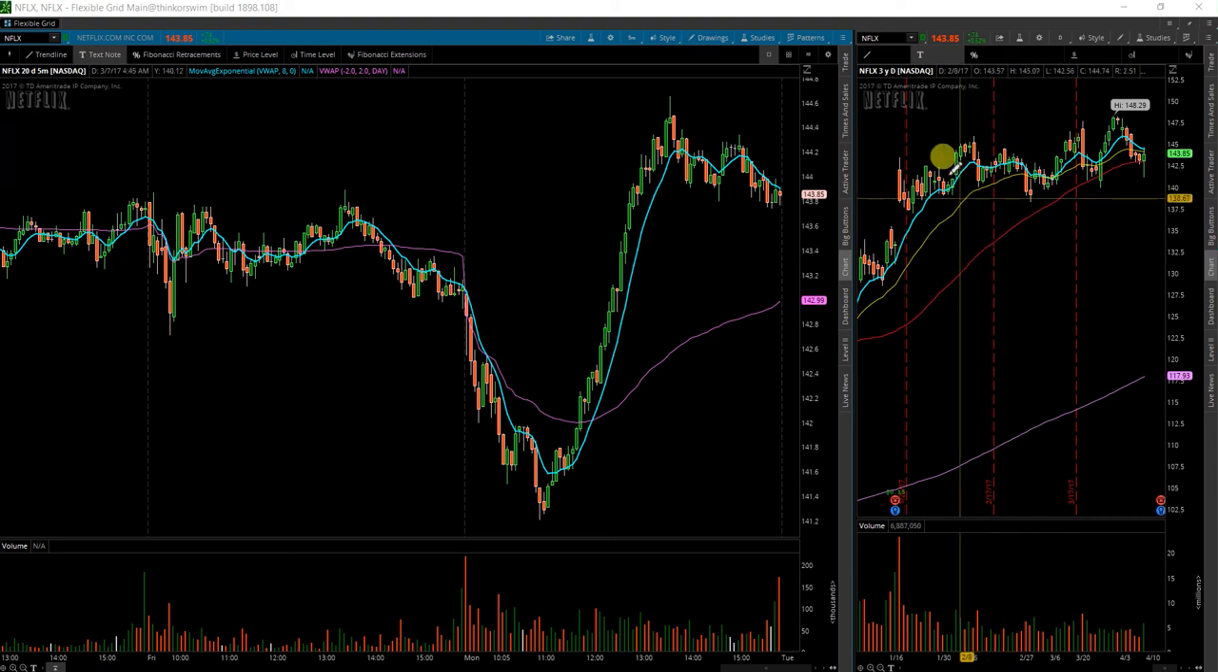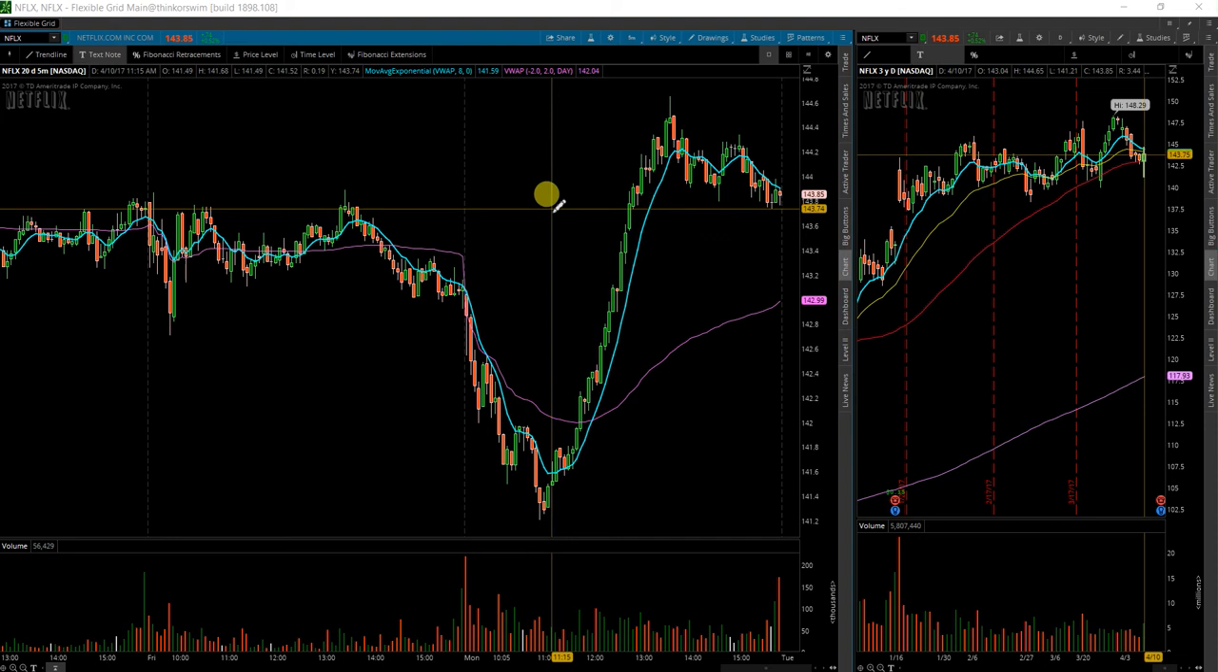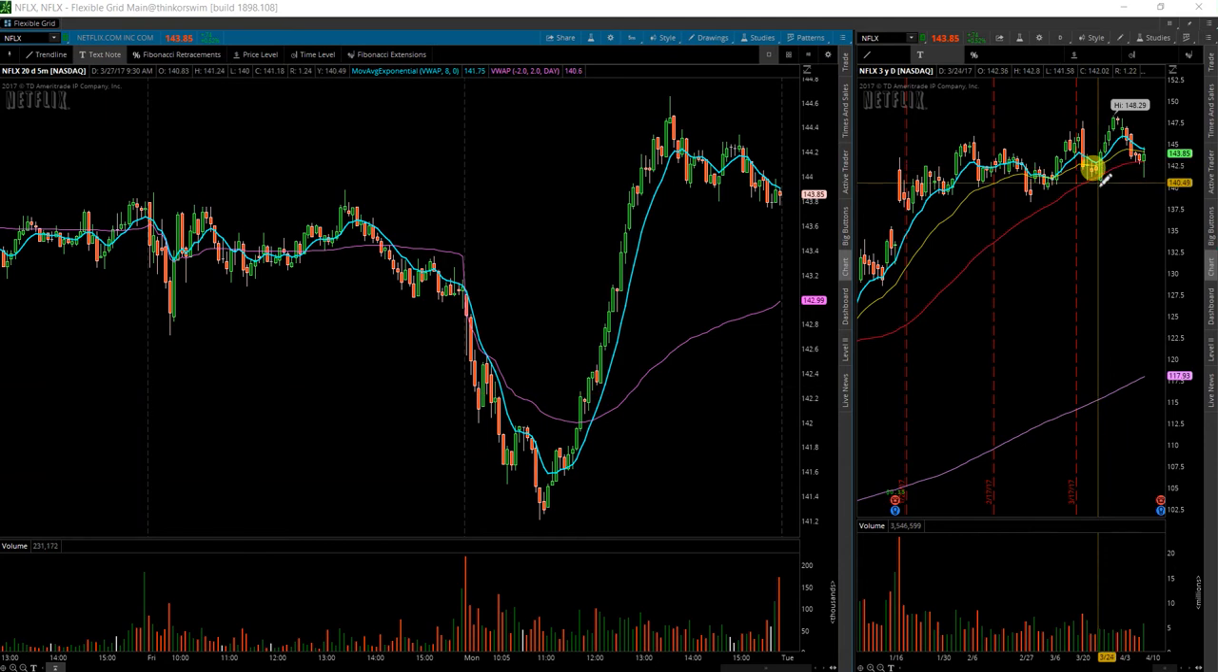Next here I have Nflx. Now Nflx did not close as a hammer candle, however it did close in a very bullish continuation pattern. Now the first thing I'm going to go over here is a daily chart. You can see this red line here is the 50-day simple moving average.